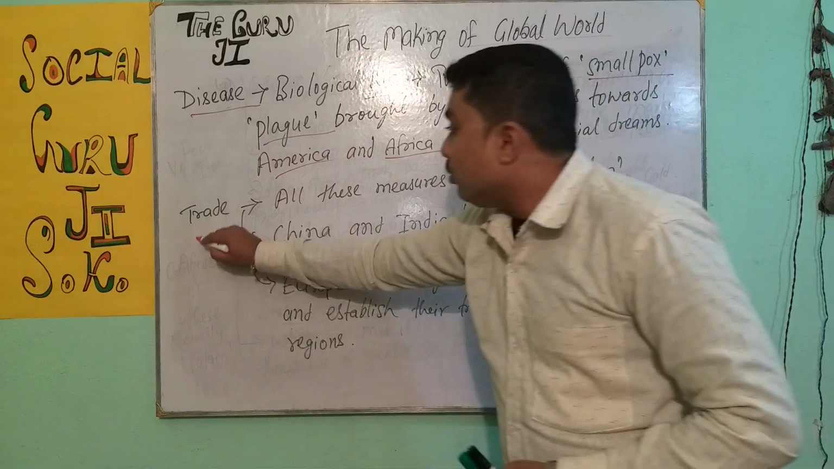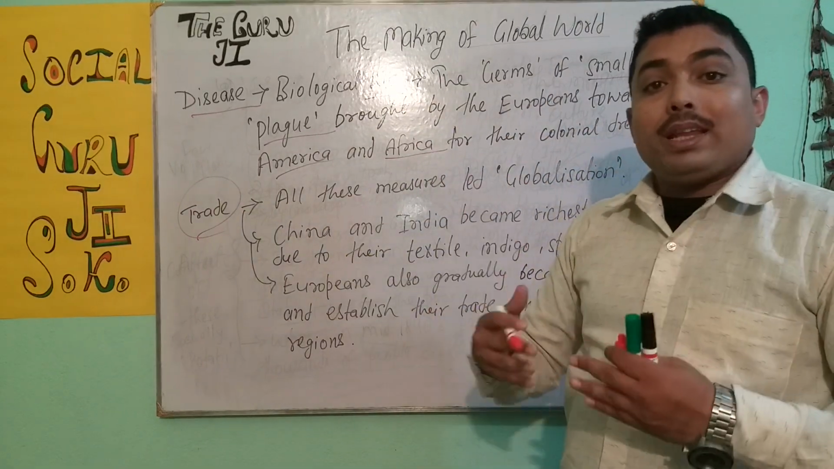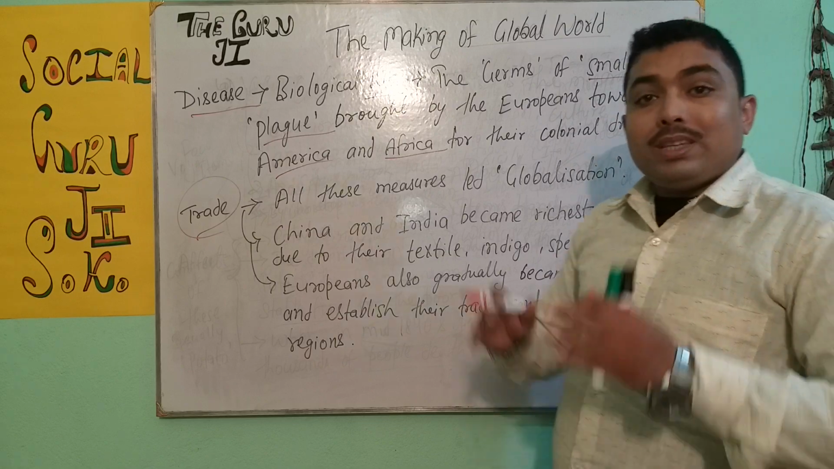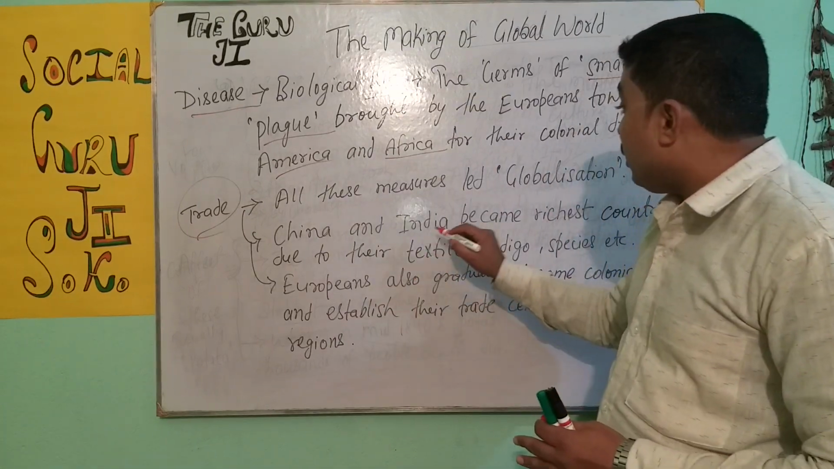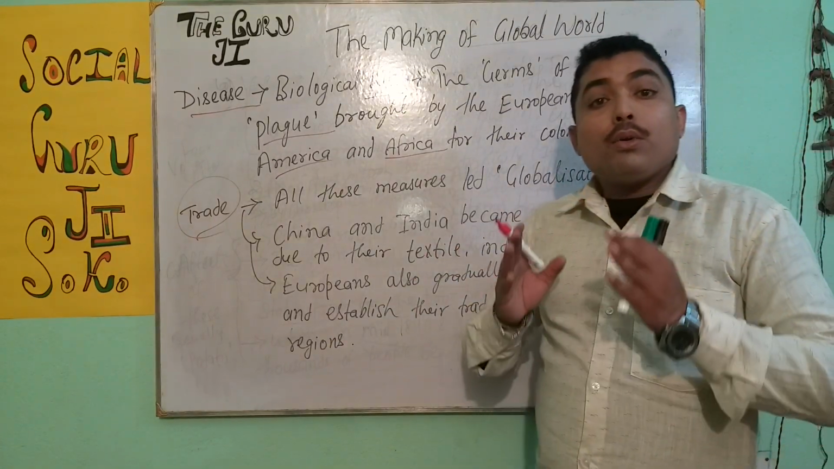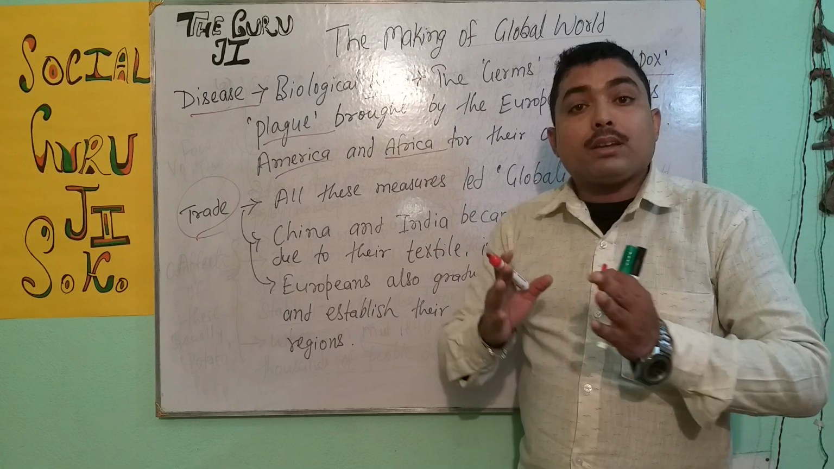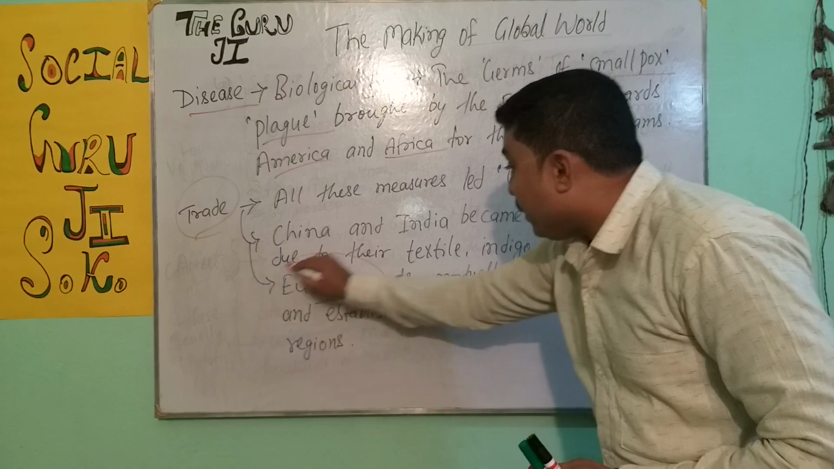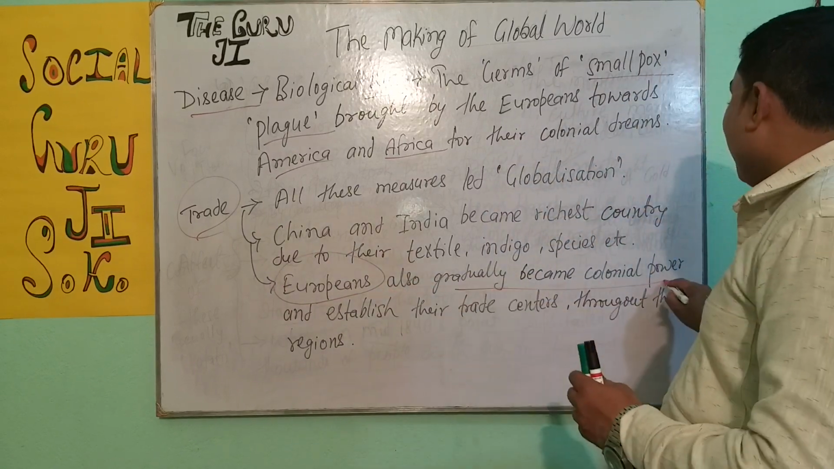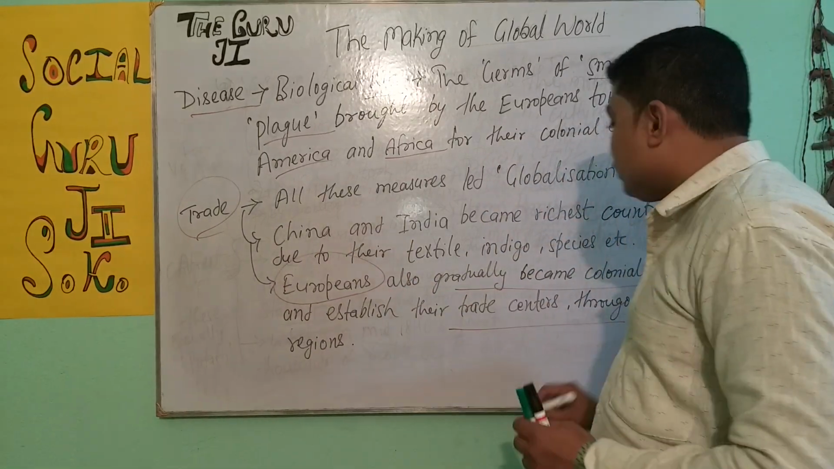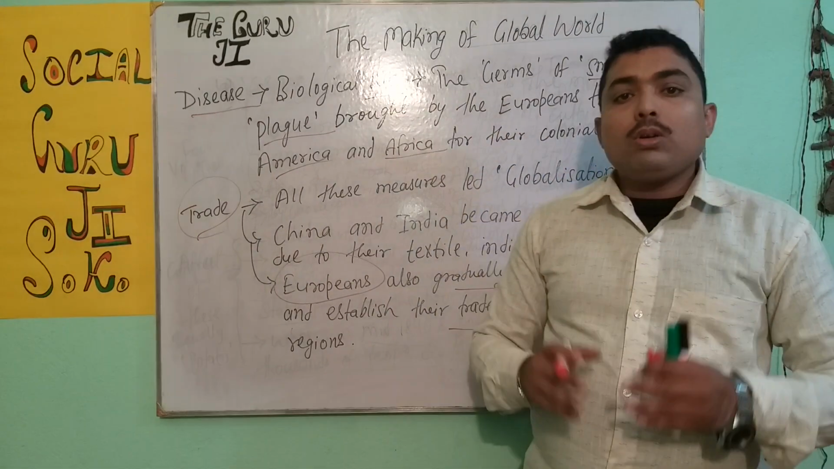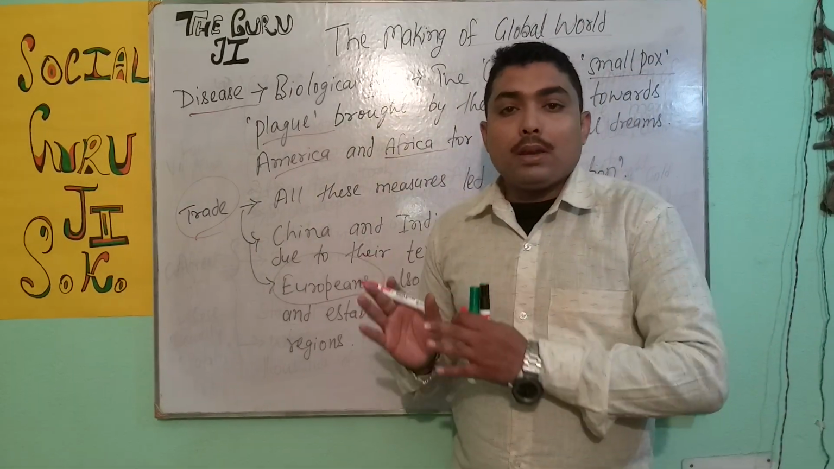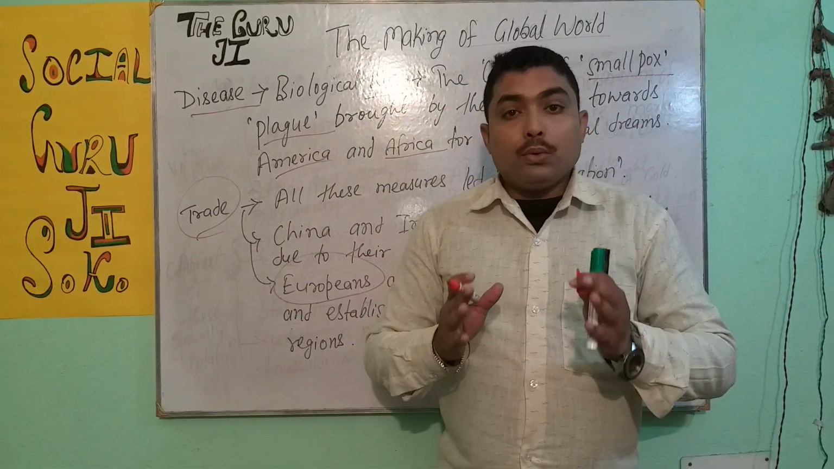Now the next: how trade spread in these regions. Due to all these activities, China and India became a very big part of the trade community and also became the richest. And the Europeans gradually started setting up their trade centers throughout this region. So that is all about this topic for today's video.